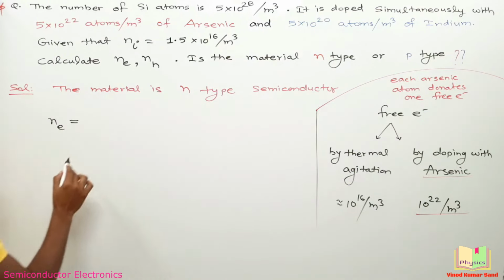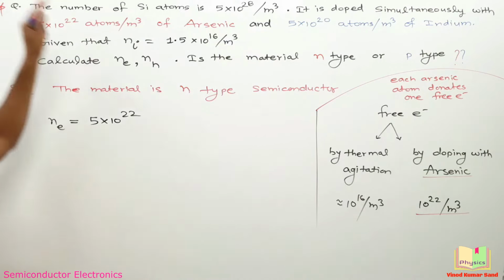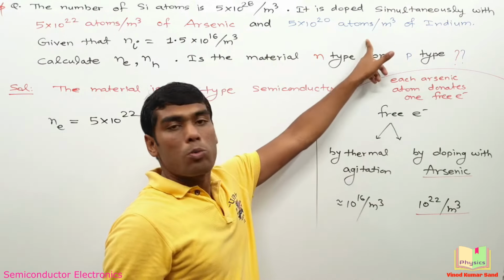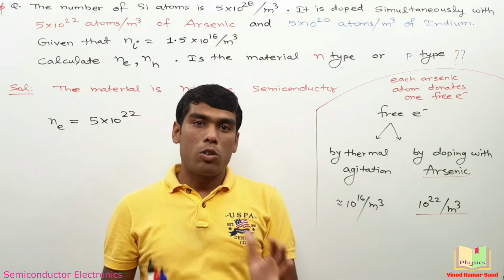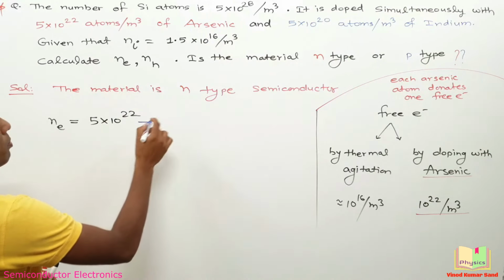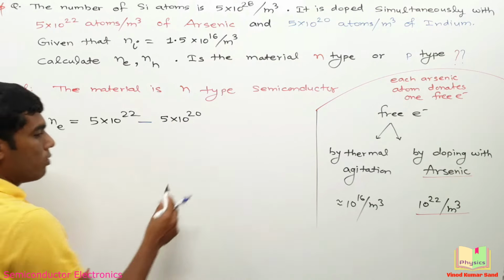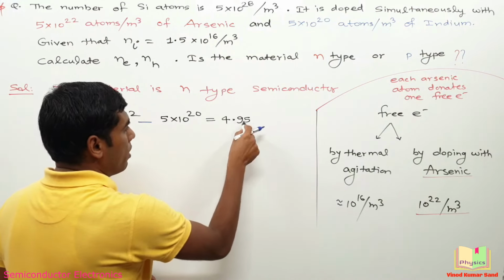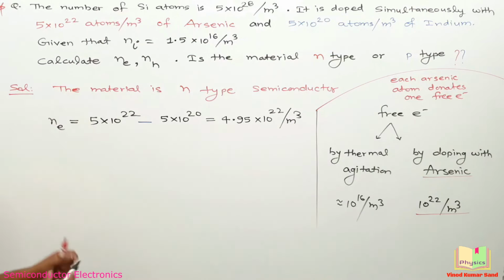Ne will be equal to 5 into 10 to power 22 because of the presence of arsenic, but here indium is also present, which will bring the holes. So there will be the recombination of the electron and holes, and the effect should be written as 5 into 10 to power 20. When we do this calculation, it comes out to be 4.95 into 10 to power 22 per meter cube.